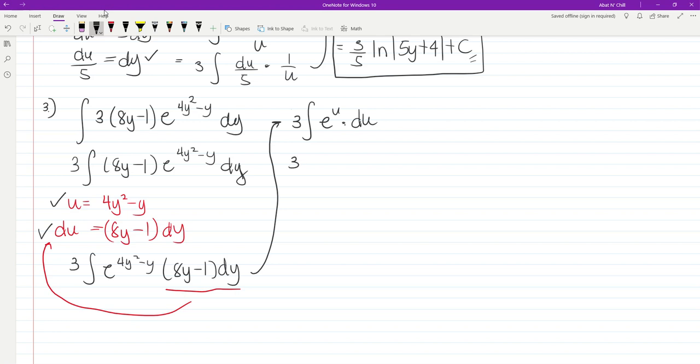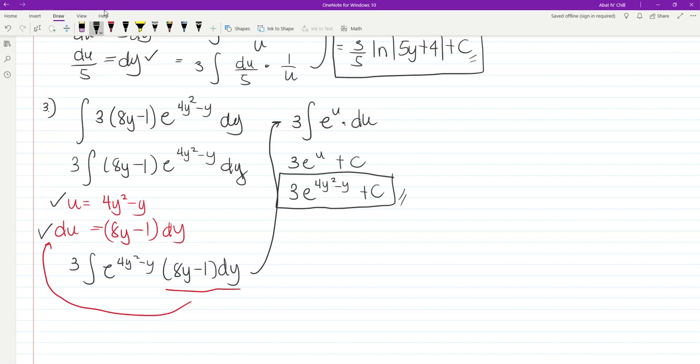So we have 3. The integral of e raised to u doesn't matter. That's e raised to u still plus c. But we need to substitute back the value of u, and that would be 3e raised to 4y squared minus y plus c. So this should be our final answer. So it's not that difficult if we just know how to choose the appropriate u and du.